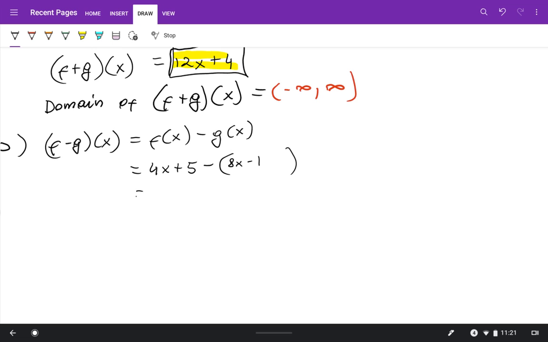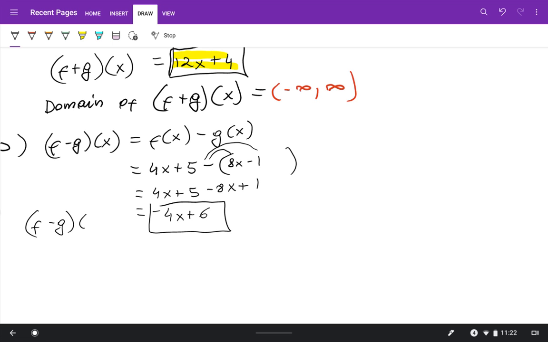And now to find the difference, here we'll have to distribute that minus to both. So we have 4x plus 5 minus 8x plus 1. And when you distribute minus, you're going to combine like terms. So we have 4x minus 8x, which is negative 4x. 5 plus 1 will give us 6. So this is the result. This is the f minus g of x.